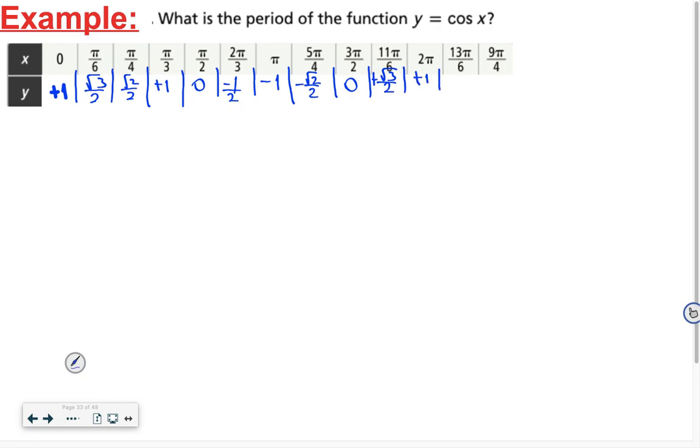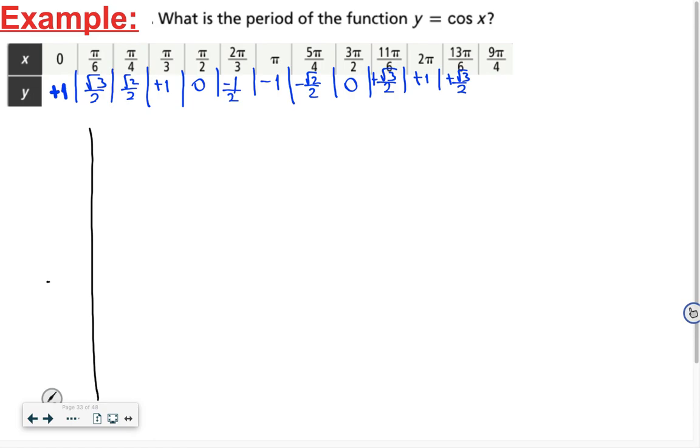Let me use the 13 pi over 6 as well. So pi over 6 is 30. 30 times 13 will be equal to 390. This is located in the first quadrant after one whole circle. So the value is going to be positive radical 3 over 2. So we found x and y values.